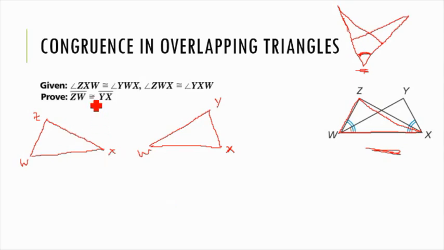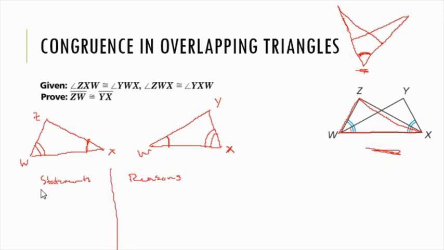Okay? So given to us is that angle ZXW, which is this angle right here, is congruent to angle YWX, so that's congruent to this angle. Next given to us is that angle ZWX, which is this angle, is congruent to angle YXW, which is this angle. Okay, so we have two angles. And so I'm going to start my columns right here. So statements, and then the reasons.